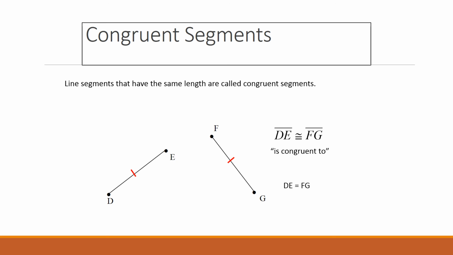It does mean, though, that DE is equal to FG. And notice I don't use the symbol because now what I'm doing, the equal represents measures, actual numbers. So I would substitute numbers in. So they're equal to each other.